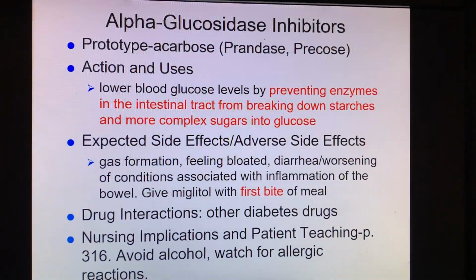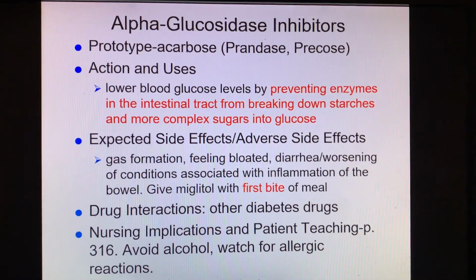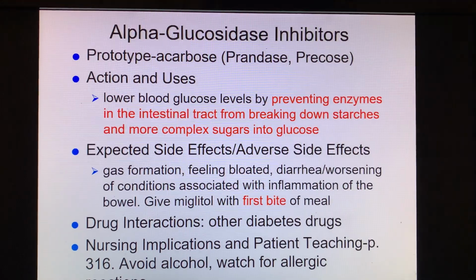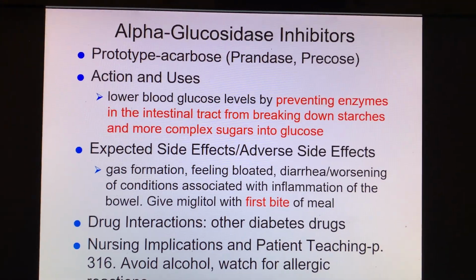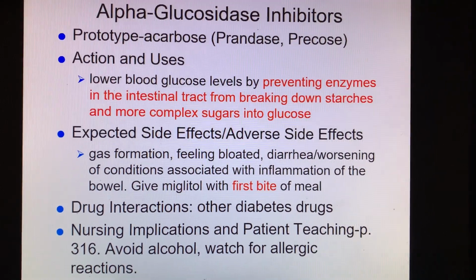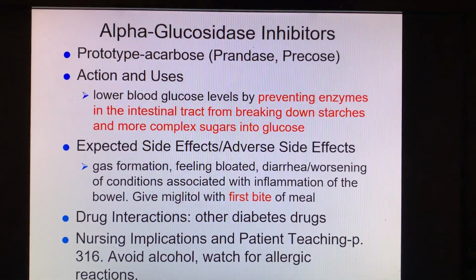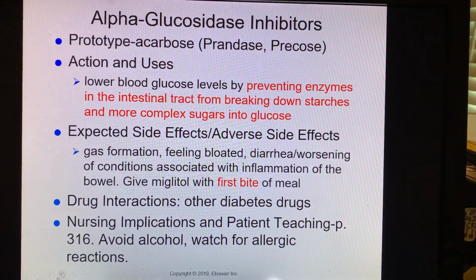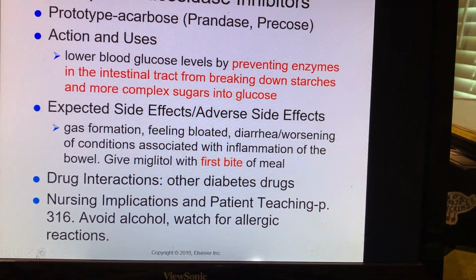The next category of medication that we're going to look at as an oral hypoglycemic is a category called the alpha glucosidase inhibitors. And of course, glucosidase, ASE, that tells us that there's an enzyme involved. So it inhibits an enzyme called alpha glucosidase. These drugs are discussed on page 315 as well, under the insulin sensitizers.